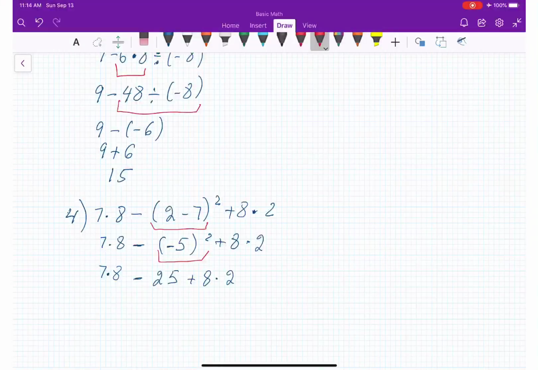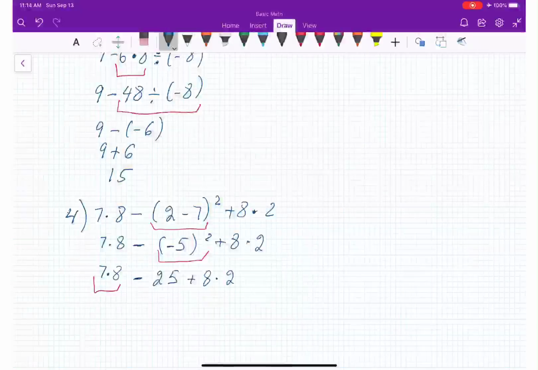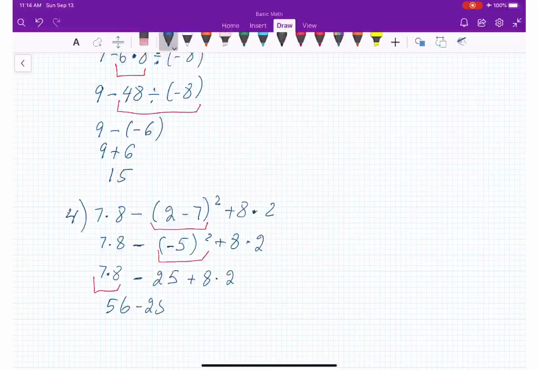Okay, next, this multiplication. If some people are good in order of operations, they can say why I didn't do from the beginning 7 times 8 and also 8 times 2. Because I want to go slow, step by step. Whoever can do it, I'll solve it that way. We'll see. So 7 times 8 is 56 minus 25 plus 8 times 2.